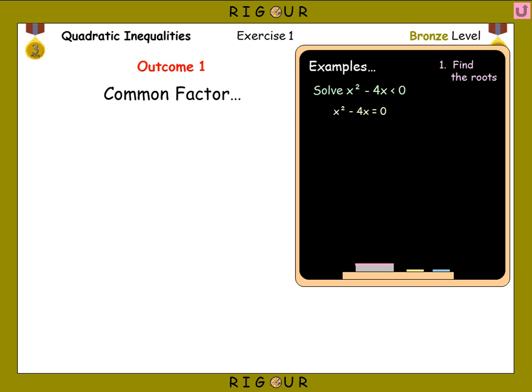So we set it equal to 0, and to factorise this has a common factor of x, so that's going to give us x bracket x minus 4. And then we solve, so x outside the bracket gives us a solution of x equals 0, and we change the sign inside the bracket, so we've got x equals 4, so the roots are 0 and 4.